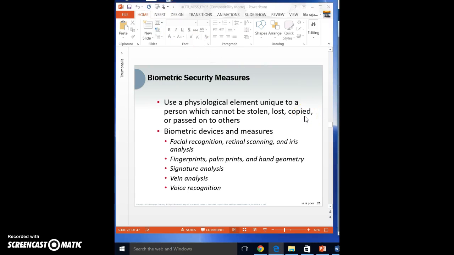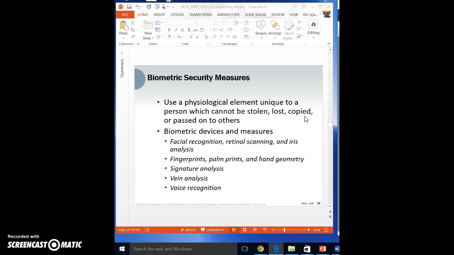Now let's see what biometric security measures are. Biometric security measures use a physical element that is unique to a person and that can't be lost, stolen, or copied. So we have different types of biometric security measures. One of them is facial recognition, which identifies users by analyzing the unique shape and pattern of facial features. The other one is fingerprints, which scan the user's fingerprint and verify it against the database. The other one is hand geometry, which compares the length of each finger.